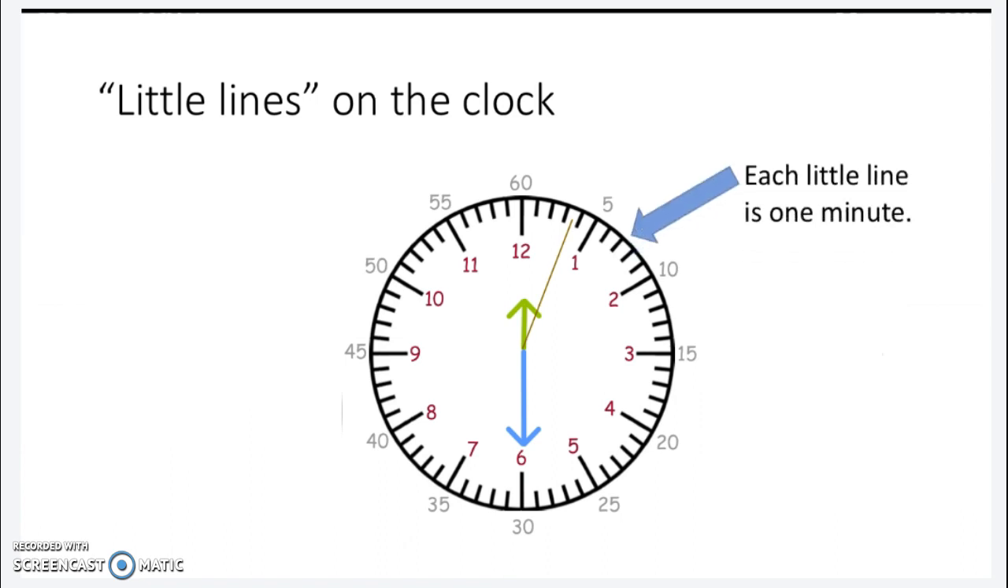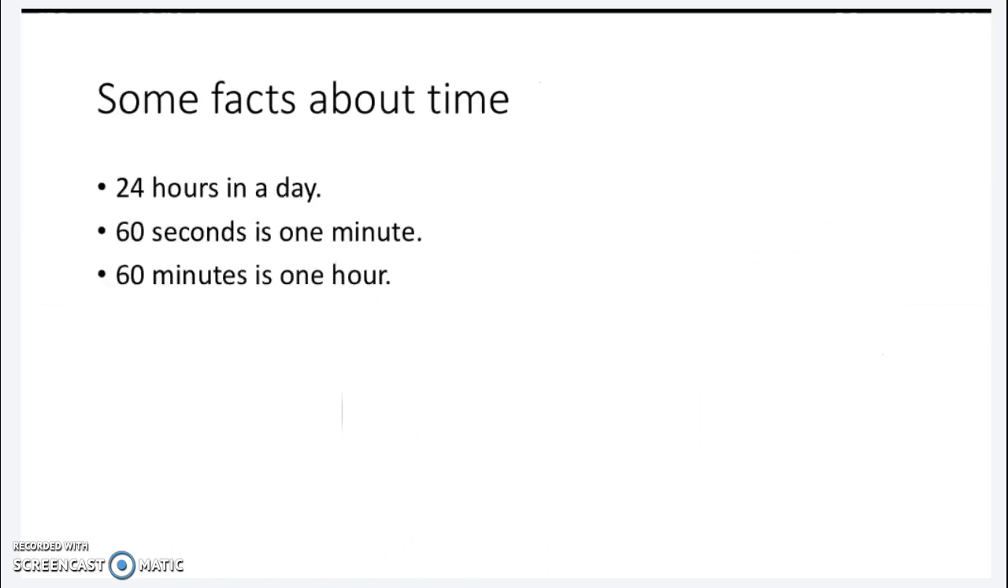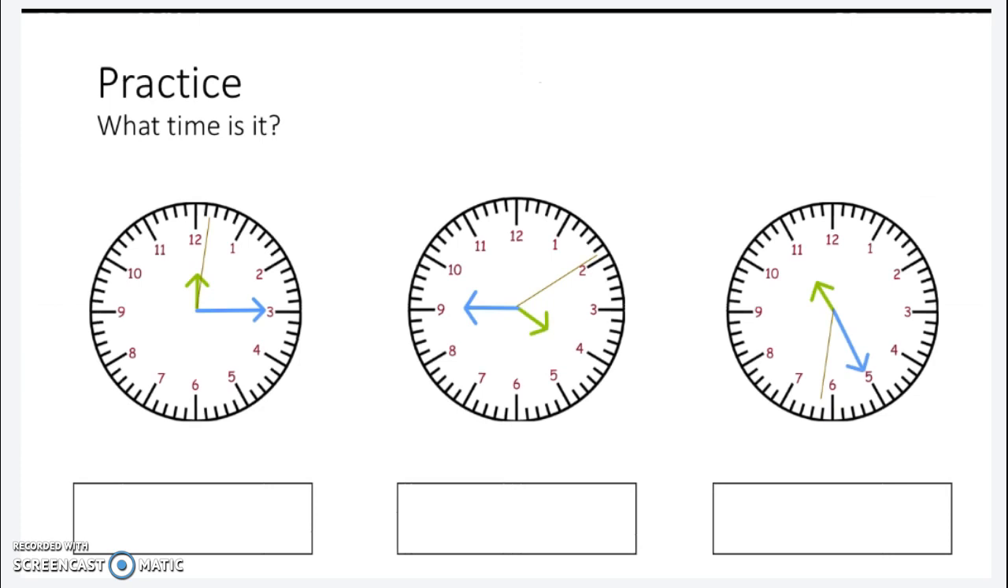Now, let's go over some fun facts about a clock. There are 24 hours in a day. This means the clock is used 2 times in one day. There are 60 seconds in 1 minute, and there are 60 minutes in 1 hour. Let's move on to some practice problems.